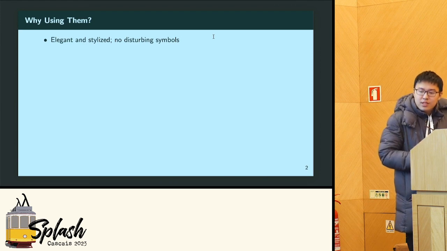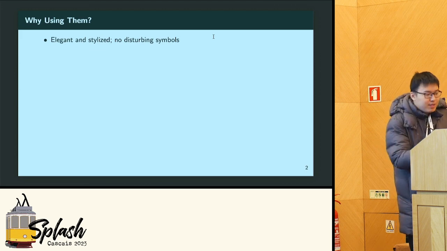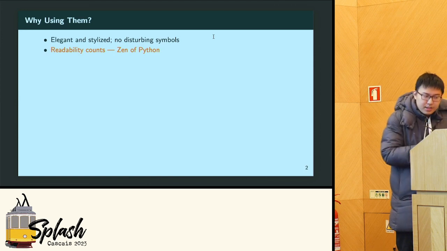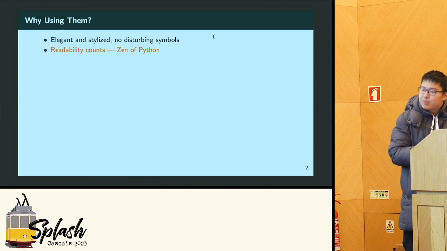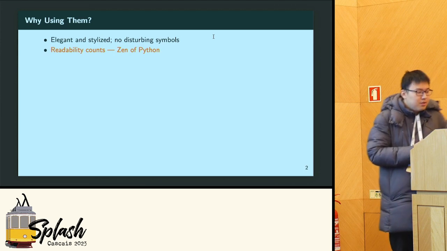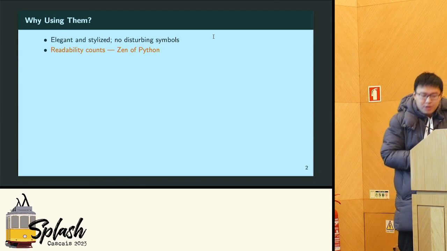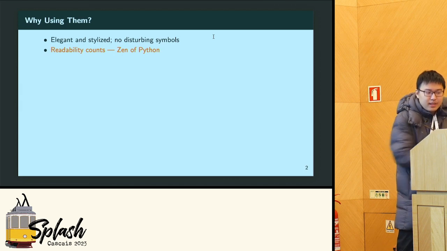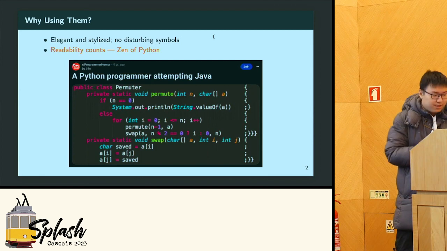A main reason would be that it encourages writing elegant and stylized programs. In fact, one reason why Python chose this type of grammar is that it enhances readability. As it says in the Zen of Python, readability counts. Python is known for its bracket-free and semicolon-free coding style. Many Python programmers are so into this style that they try to apply it to other languages, and here's a case of this.